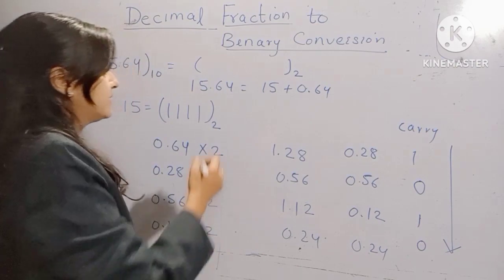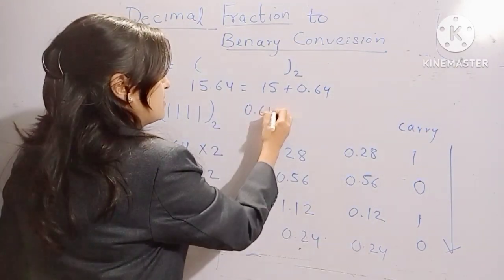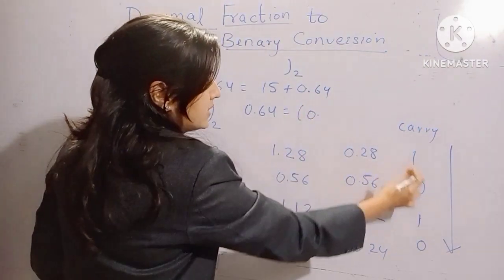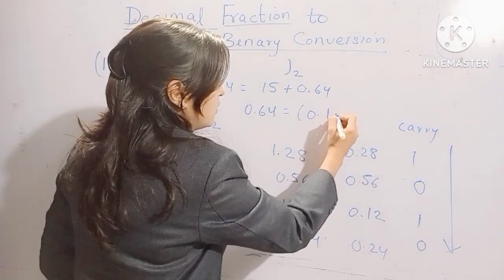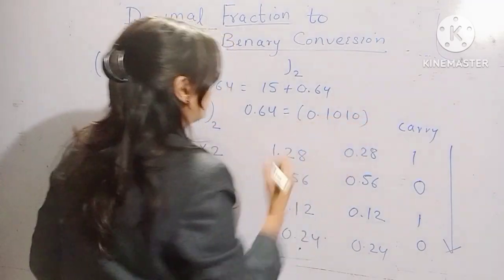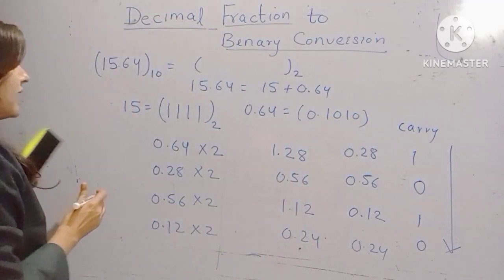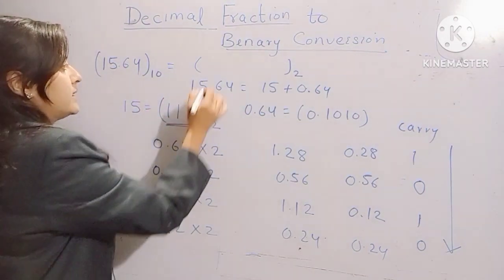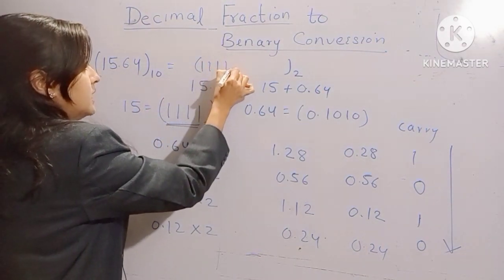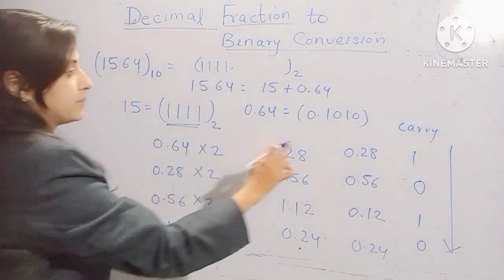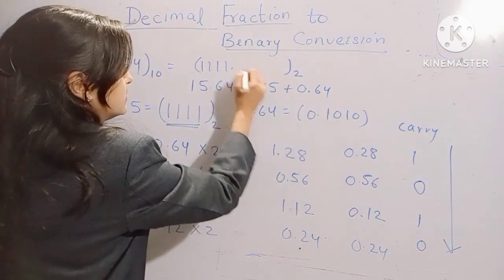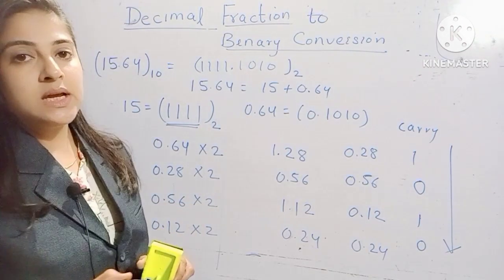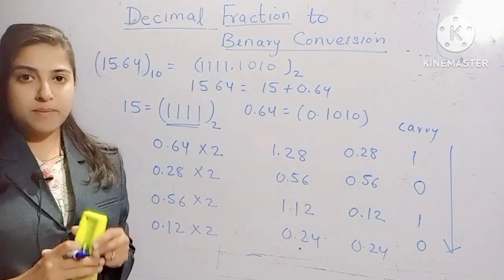And so what I'll get is, for the 0.64 fractional part, 0.1010. So this way, for the 15 I have the binary equivalent as 1111, and for 0.64 I am getting 0.1010. So this way we can convert any decimal fraction into binary equivalent.